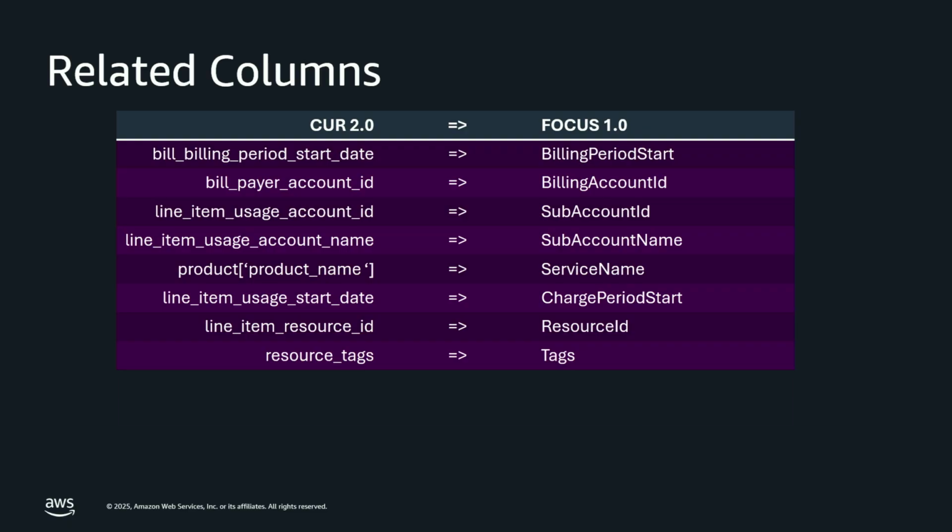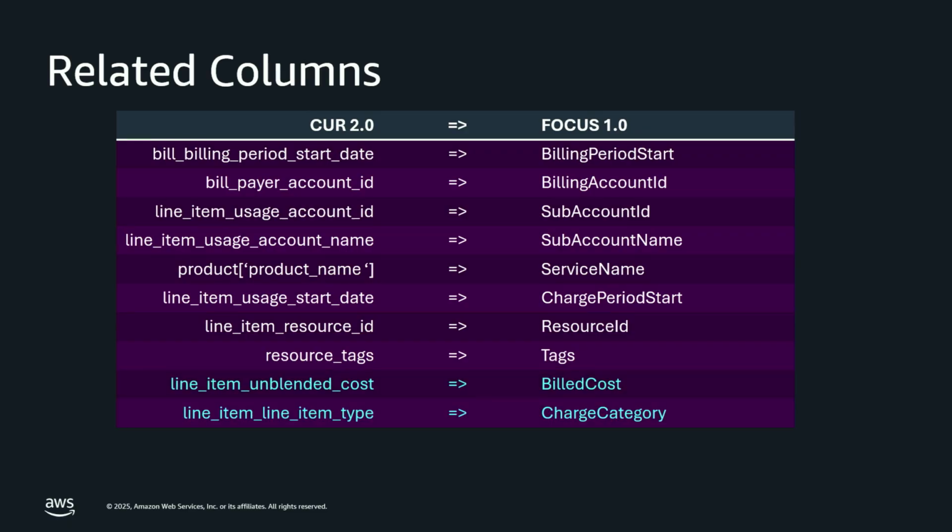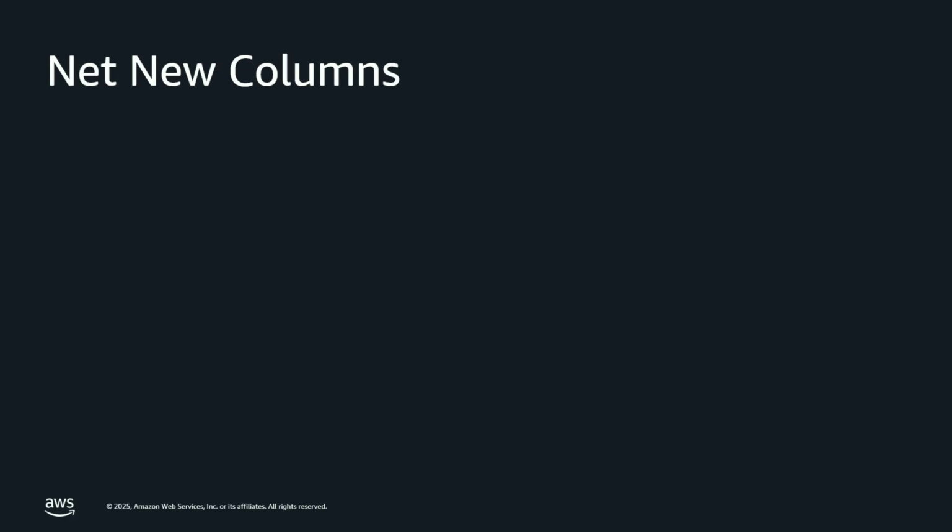There are also columns like blended cost and line item type that are related, but the values aren't going to map one-to-one. Sometimes things will map, and sometimes there are requirements in Focus 1 for specific values that you're not going to see in CUR. So they're related. One informs the other. The CUR 2 values inform what you see in Focus, but they're not going to map one-to-one.